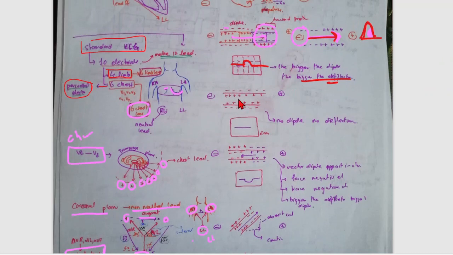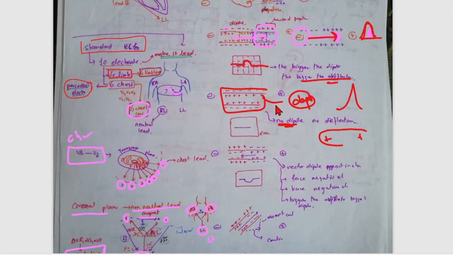Now if there is no dipole, for example here, all the inside is positive, it is a depolarized state, not the resting state. Polarization, depolarization, repolarization. It is a depolarized state, but it gives you no signal. Why? Because no dipole is present, no difference is present, since everything is depolarized. So there is no dipole and no deflection, and the ECG line will be straight.